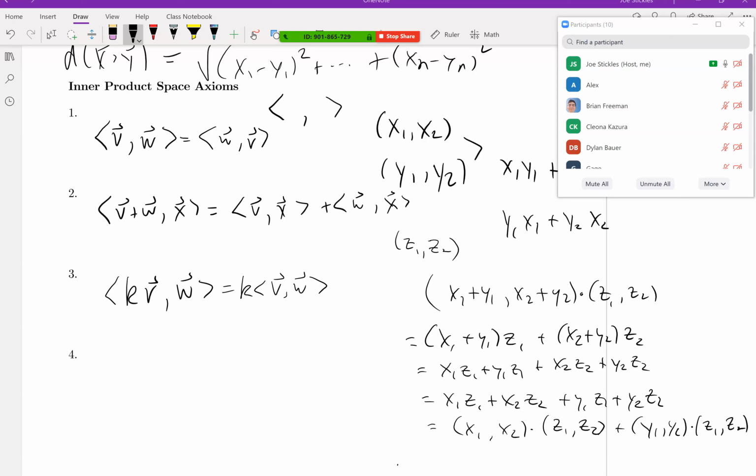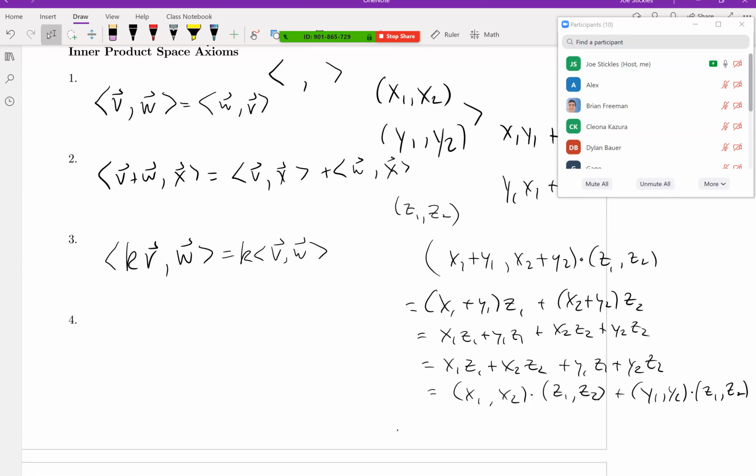Then the fourth one is actually the one that helps us a lot with the idea of length and distance. It's the idea that if I take a vector and do the inner product with itself, I have to get something that's non-negative. And the second part says the only way that this can be zero is if the vector itself started out to be zero.